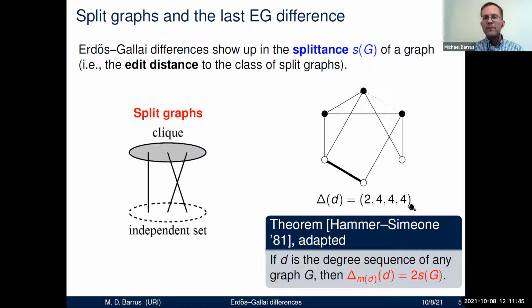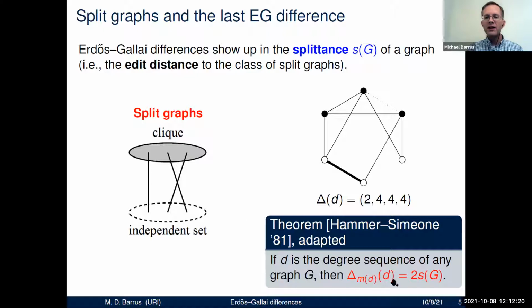And so we see a 4 here, and half of that is 2, and lo and behold, the splittance was 2. Now, that's kind of interesting. What I find particularly interesting is that on the left, you have a function of the degree sequence, and on the right, you have a function of the graph. And you know that most degree sequences have more than one realization in terms of graphs. And so any graph having a particular degree sequence is going to have the same splittance as any other graph having that same degree sequence. It's kind of an interesting property, this edit distance from the class of split graphs.